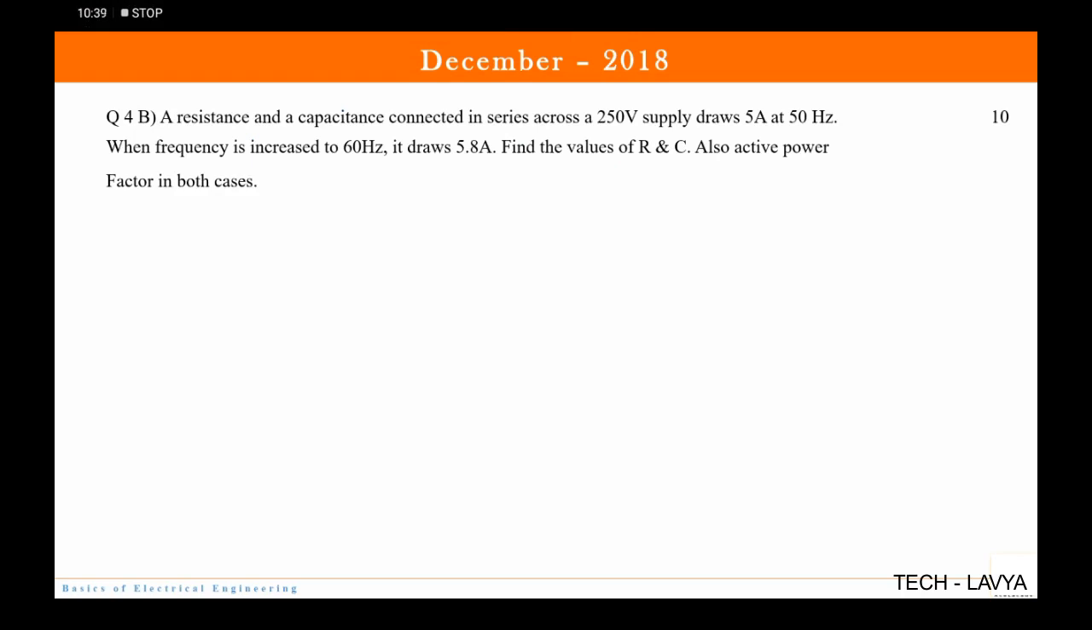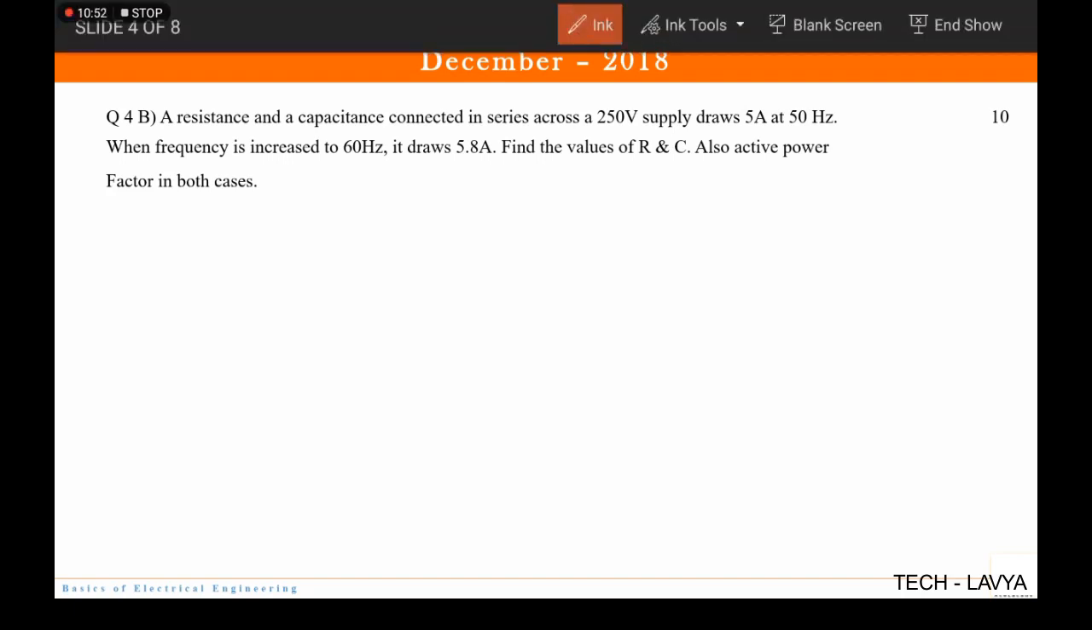Now it says that a resistance and a capacitance connected in series across a 250 volt supply, draws 5 amperes at 50 hertz. So first we have a resistor and a capacitor. It has been connected across a supply. Supply is 250 volts, 50 hertz. In that case, the current is given as 5 amperes. So this is R and this is C. Okay, fine.